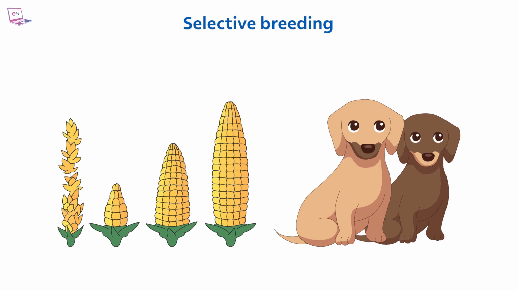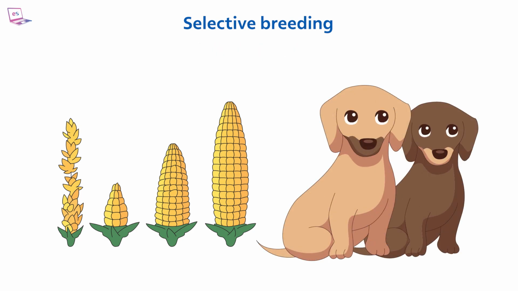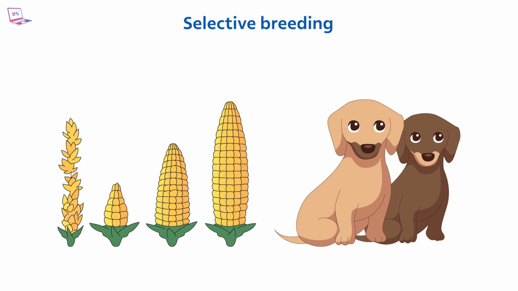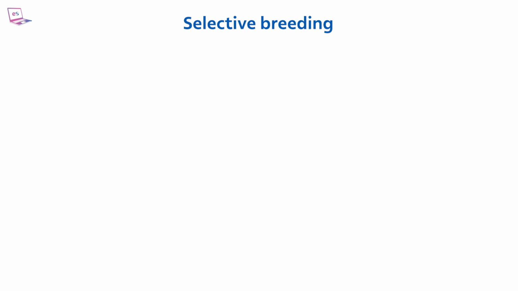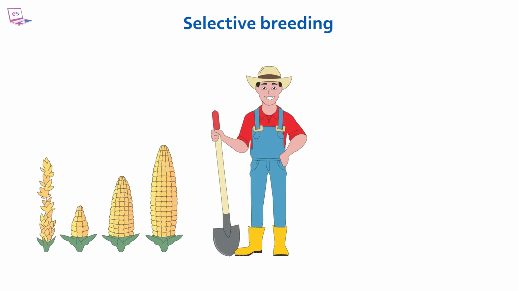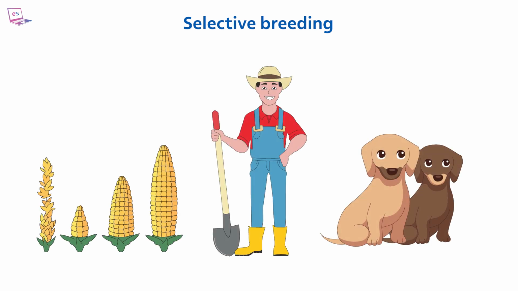It involves the careful selection and mating of animals or plants with desirable traits in order to produce offspring with those same desirable traits. For thousands of years, humans have domesticated plants and animals to create food crops using selective breeding, and it involves the following steps.